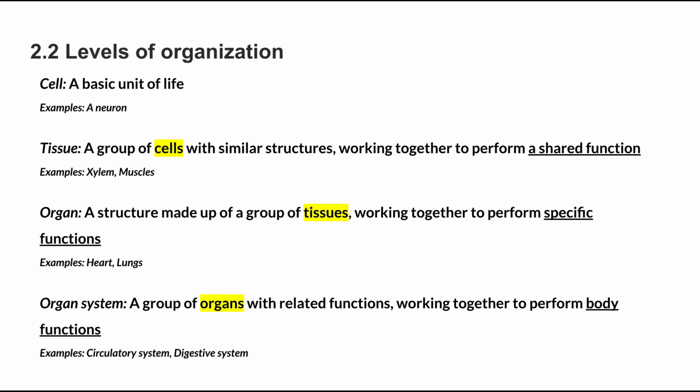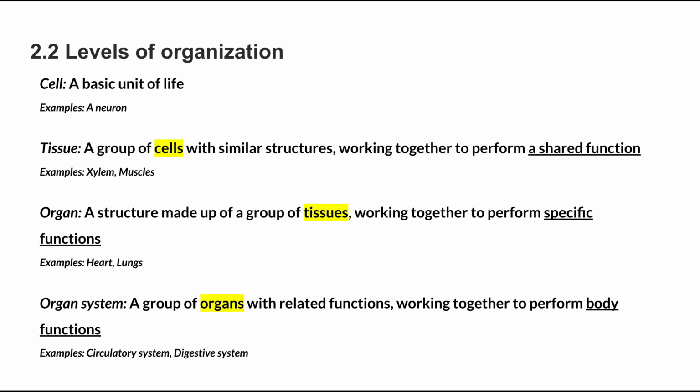Examples of tissue would be the xylem, the whole xylem vessel up to the leaf of the plant, or the muscles in our body. And at the next level we have the organ, which is a structure made up of a group of tissues working together to perform specific functions. You have to be really careful with the wording here. Examples would be the heart, lungs, or our pancreas.